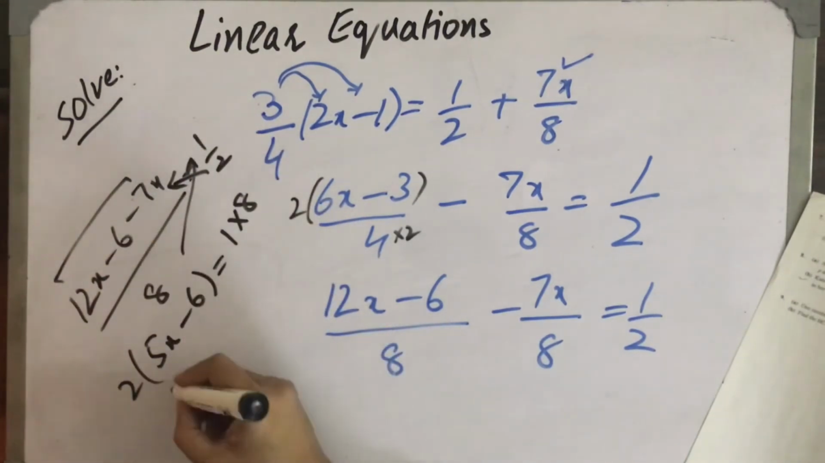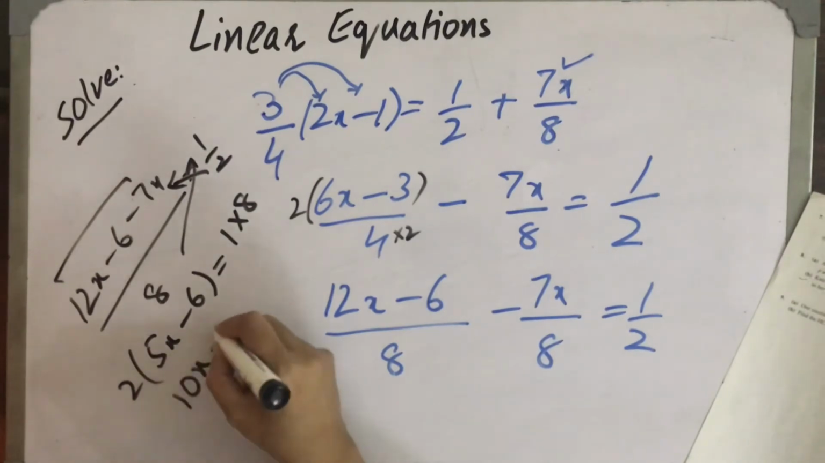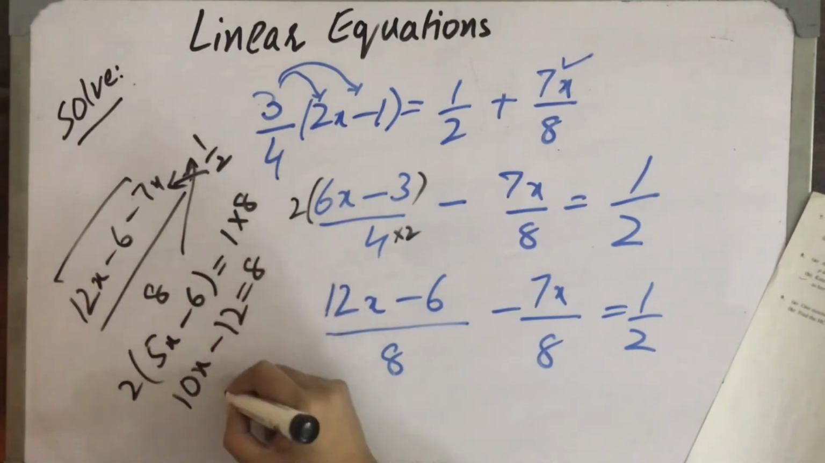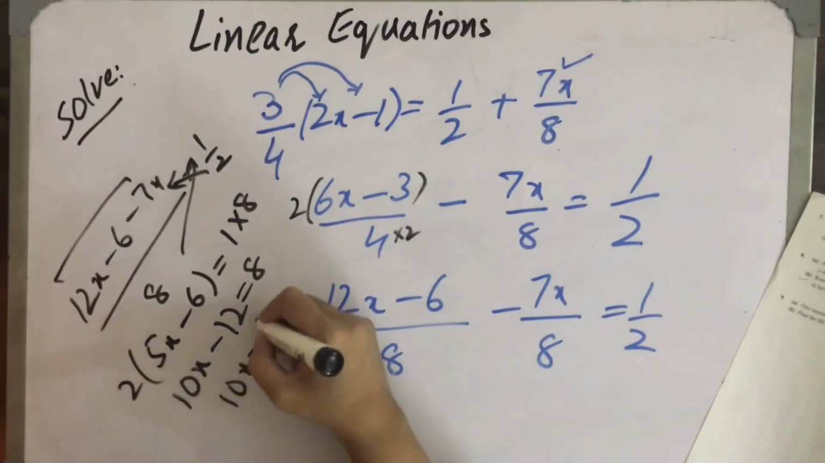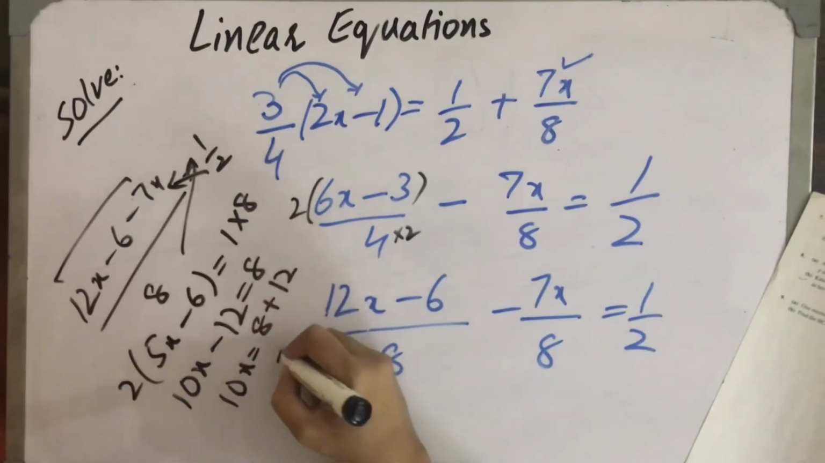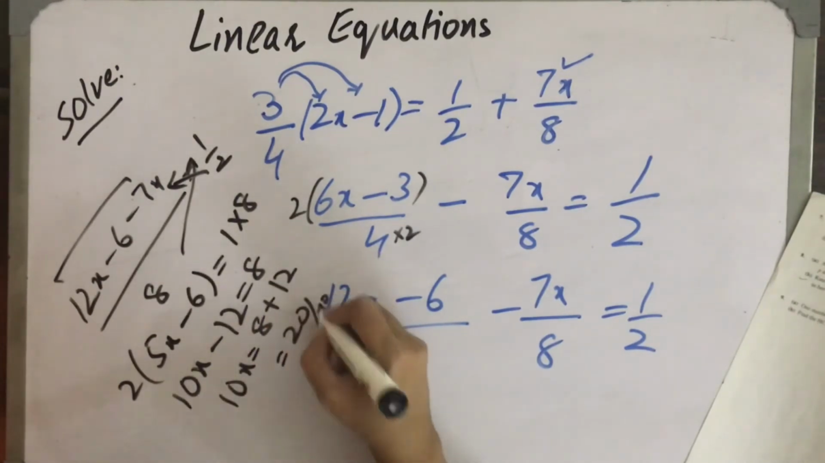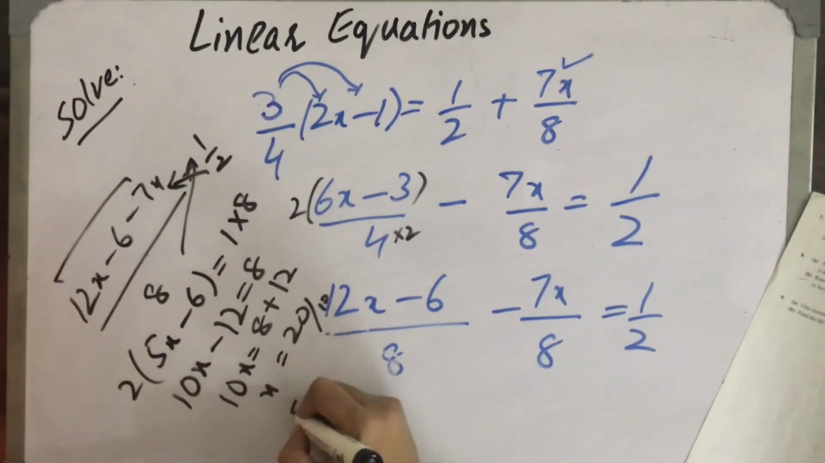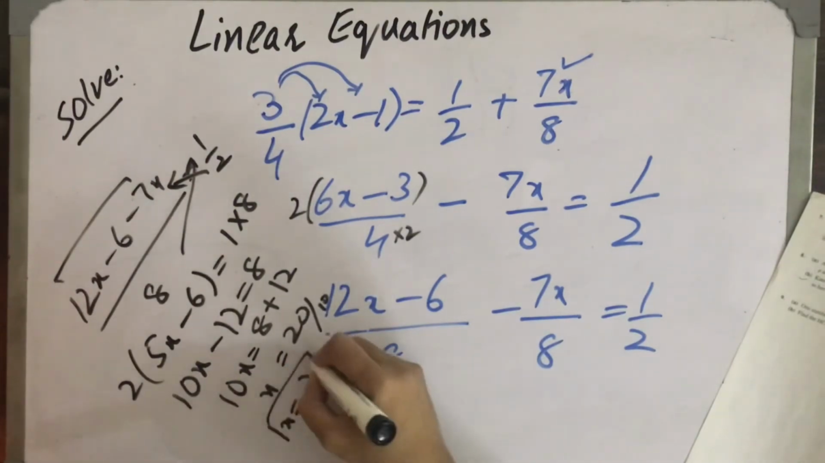I shall again open the bracket. 5 2 times 10x minus 12 equals 8. 12 will go to the other side. Now it will be positive. 12 plus 8 is 20 over 10 will give me x equals 2.